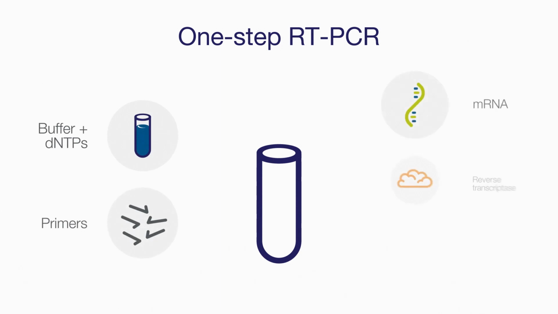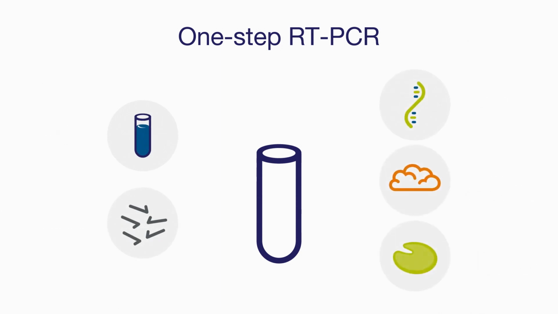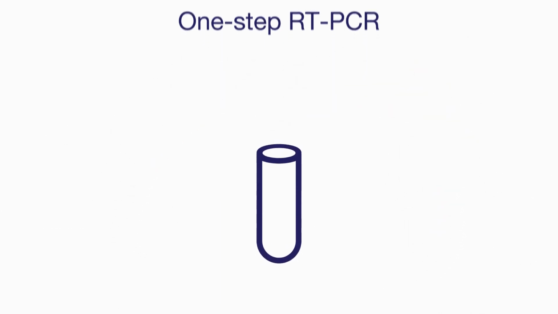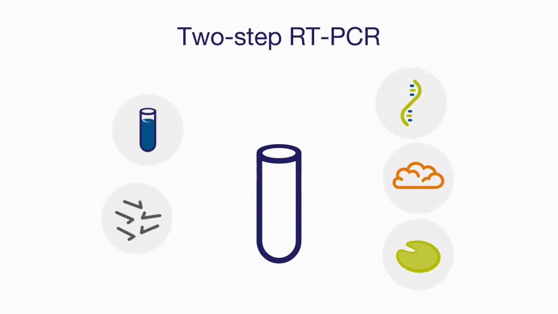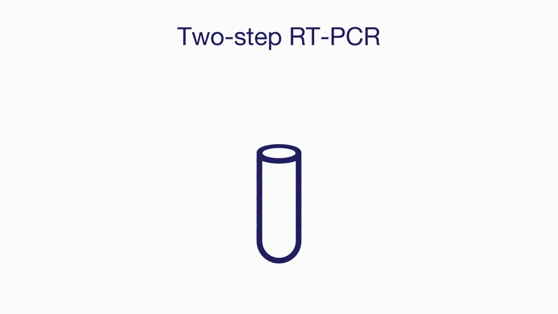Since we're already talking about reverse transcription, let's clarify what we mean by one-step or two-step RT-PCR. In one-step RT-PCR, the reverse transcription and PCR reactions are carried out in the same tube. In two-step RT-PCR, reverse transcription is done first as a separate reaction. After that, a portion of the cDNA is added to a PCR mix for amplification.